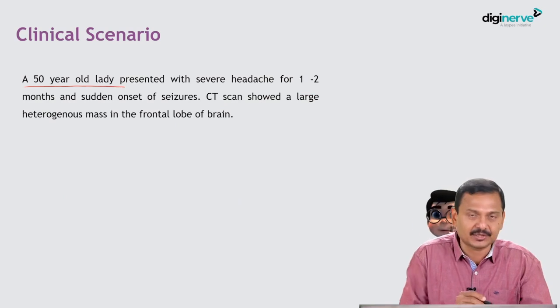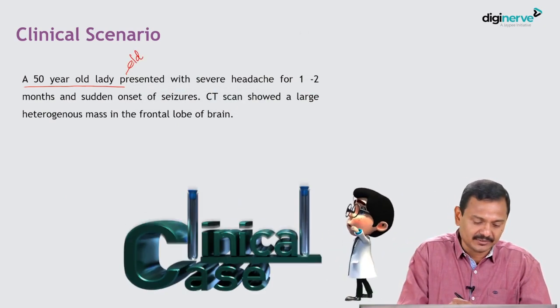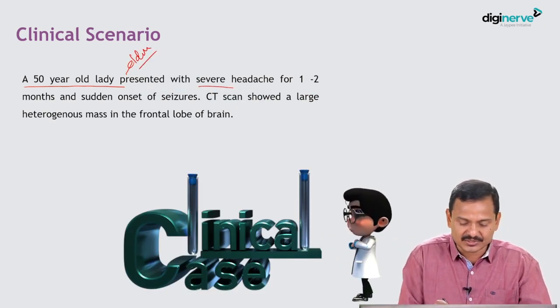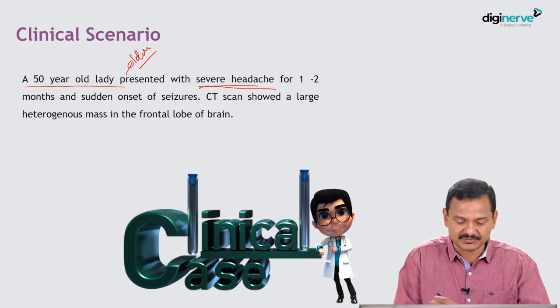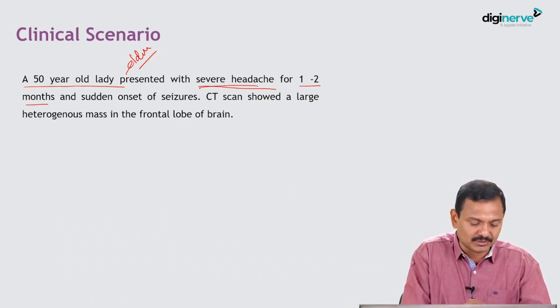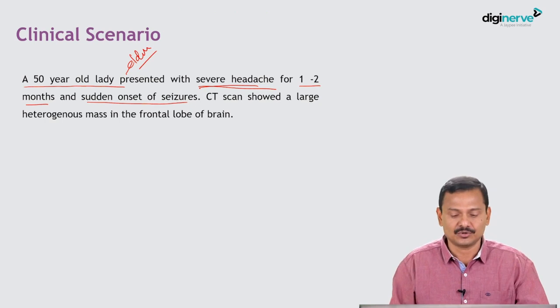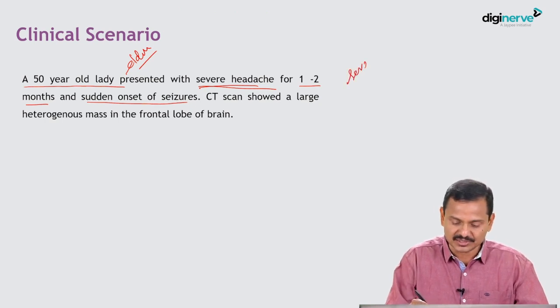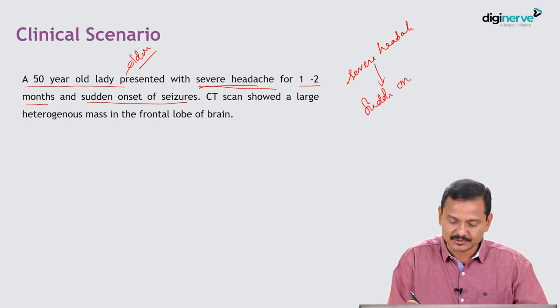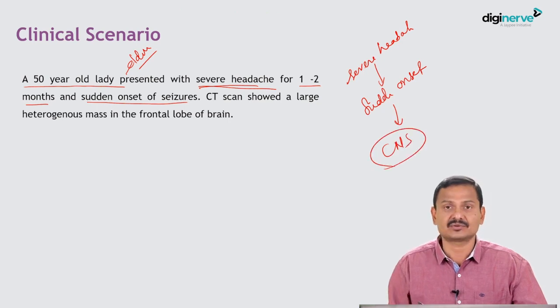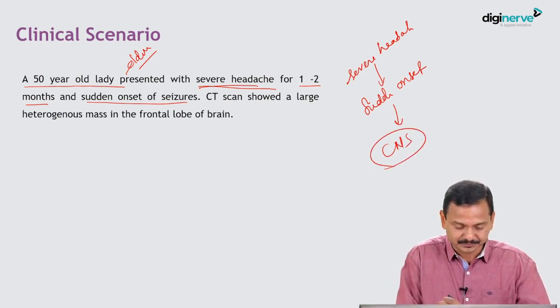Now we will go to our first case scenario. Here comes a 50-year-old lady, elderly, who presented with severe headache. She has had a severe headache for 1 to 2 months and sudden onset of seizures. So severe headache and sudden onset of seizures both indicate that there is a problem with the central nervous system.